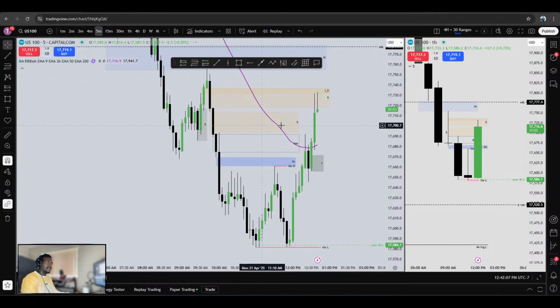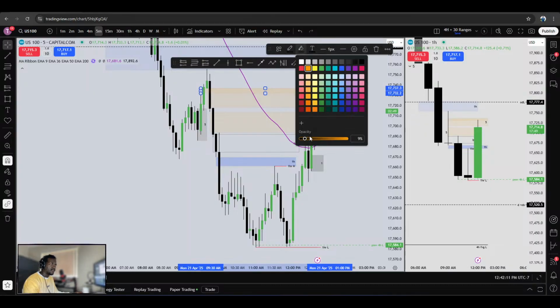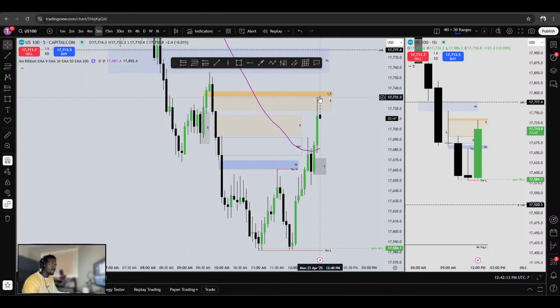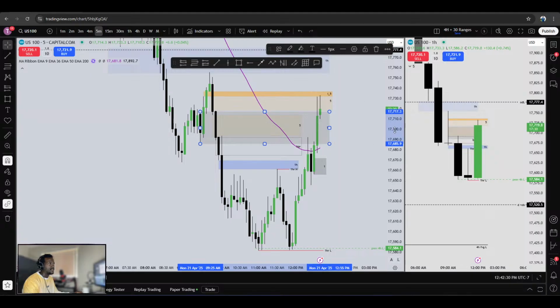Okay, so that inverted whatever right there, let me make it a little bit darker. We just touched it, right? And did we close above that 5 minute? No, we still haven't closed above it on the 5 minute time frame.